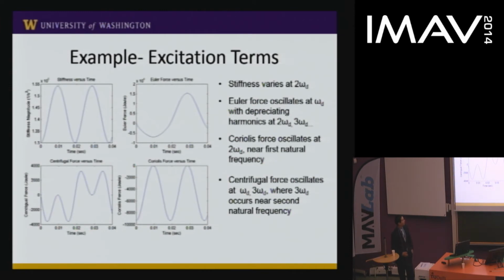And lastly, we found that the centrifugal force oscillates at the driving frequency and 3 times the driving frequency, where 3 times the driving frequency falls near the second natural frequency of the wing. So again, we have these resonance effects in the first 2 structural modes of this wing.